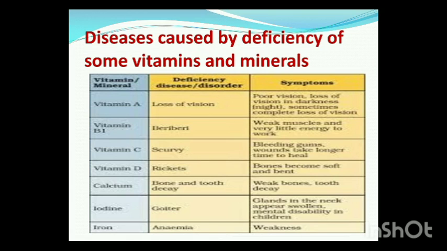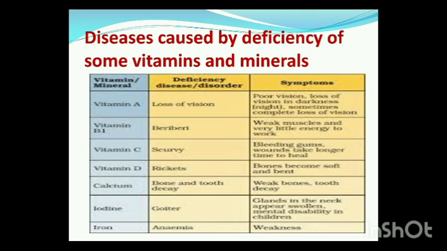Another disease is bone and tooth decay. Bones and tooth both are concerned with a mineral that is calcium. Calcium is a mineral which is very essential for proper growth of bones and maintenance of tooth. So if the child is suffering from deficiency of calcium in his food, he would definitely have weak bones and tooth decay.